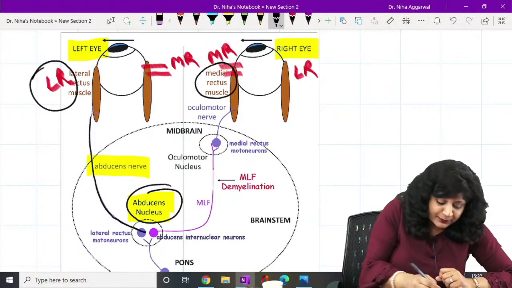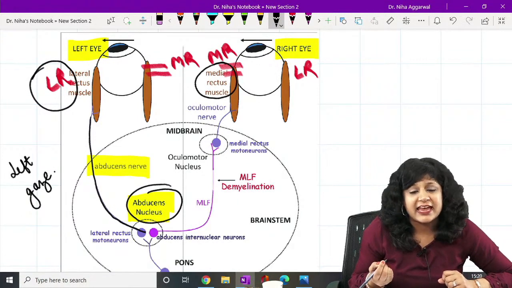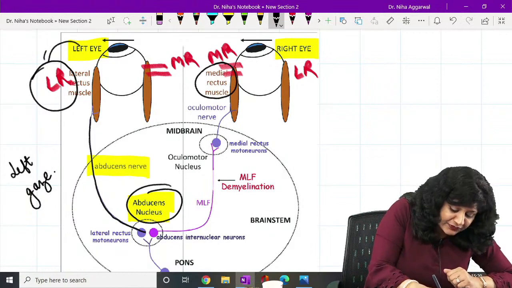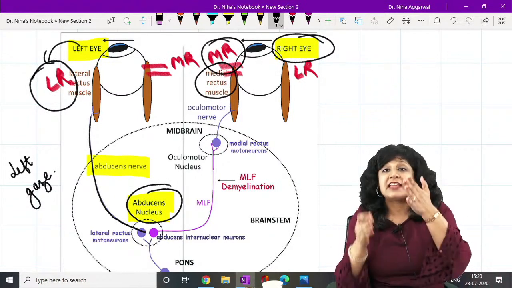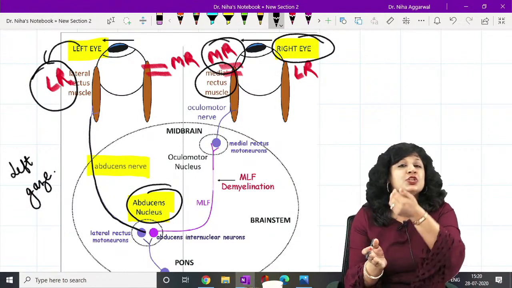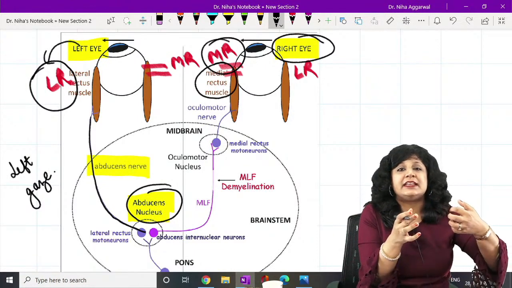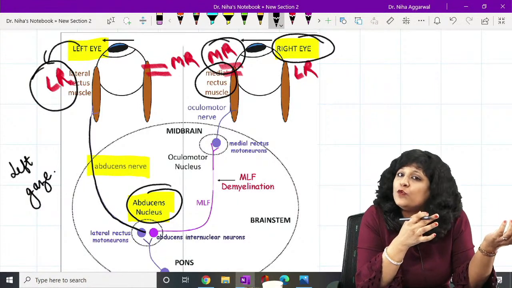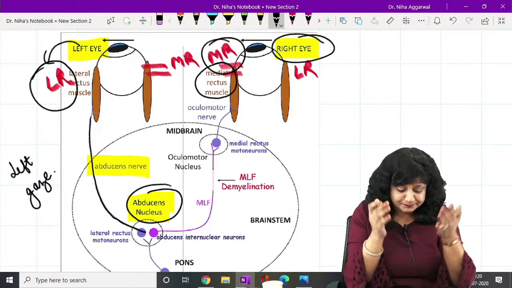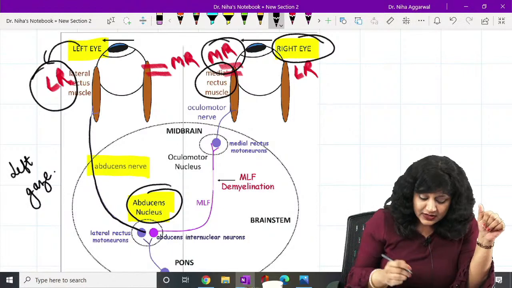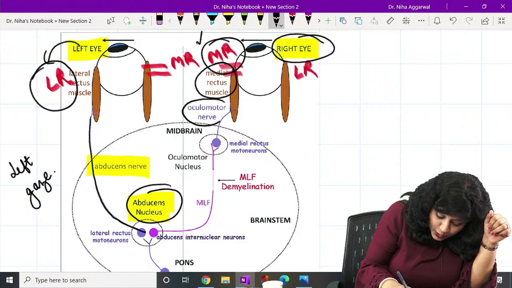If I am talking about the left gaze, the left eye lateral rectus and the right eye medial rectus both require simultaneous and equal innervation, so that they both move together to produce a levoversion. So how do both eyes get similar innervation? This lateral rectus is supplied by the abducent nerve, and the medial rectus is actually supplied by the oculomotor nerve.